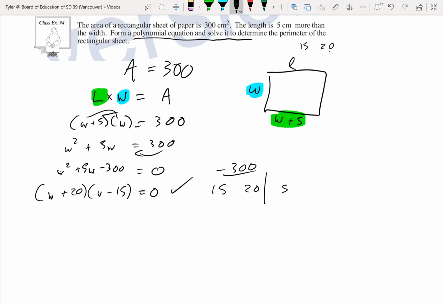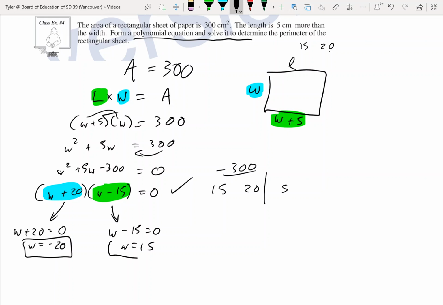So it's factored. Now I need to write this is the possible answer or this is the possible answer. One of these must equal 0. So for this one, w plus 20 equals 0. So w equals negative 20. Or for this one, w minus 15 equals 0. W equals 15. These are the two possible answers.